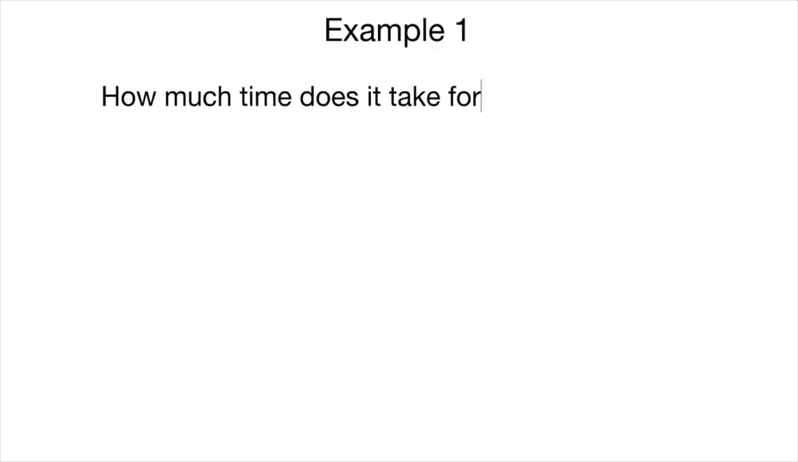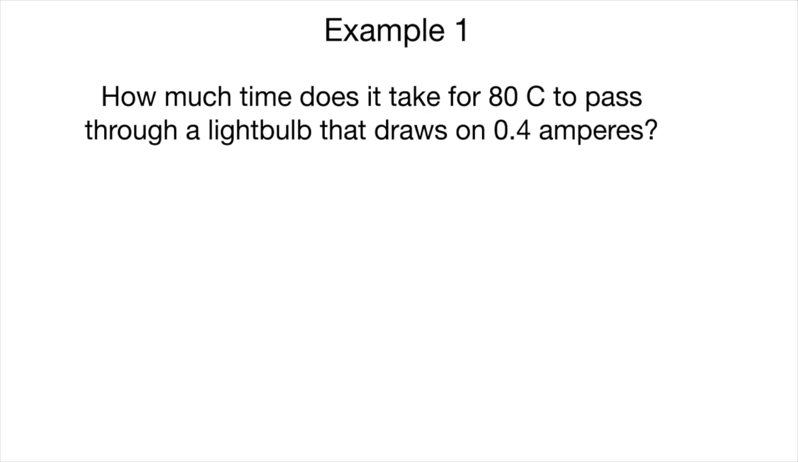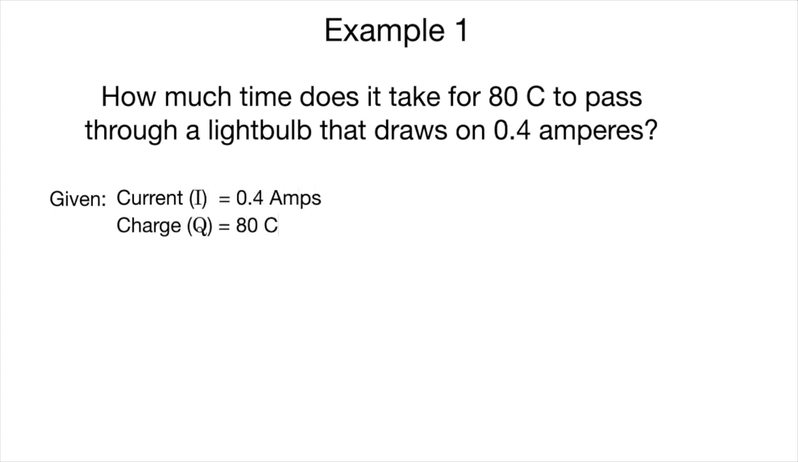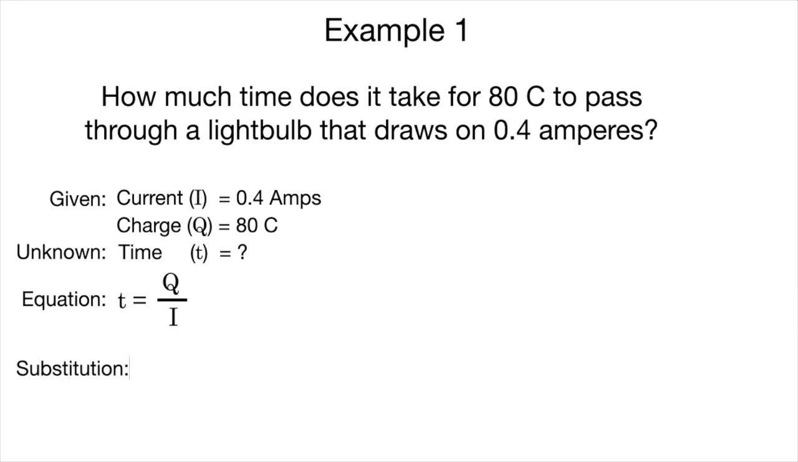How much time does it take for 80 coulombs to pass through a light bulb that draws 0.4 amperes? Given: we know the current, I, is 0.4 amps, and the charge, Q, is equal to 80 coulombs. The unknown, then, would be the amount of time, T. The equation, then, is T equals Q over I. So we substitute in the given. T equals 80 coulombs over 0.4 amps.